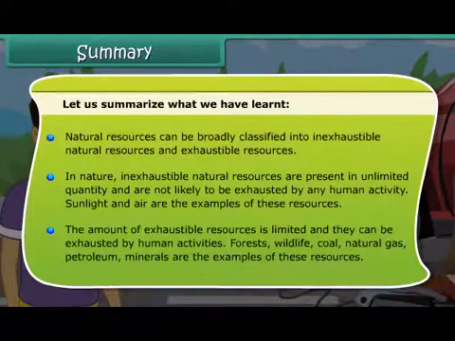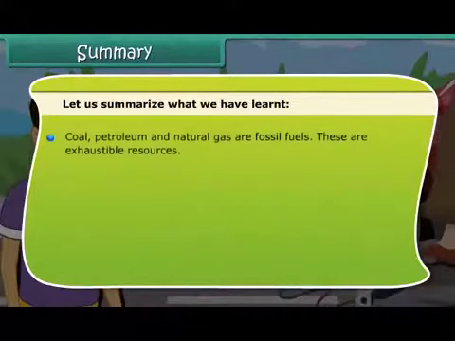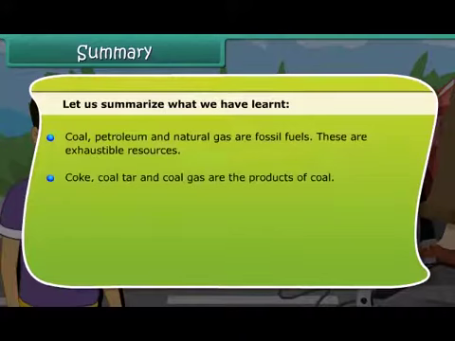The amount of exhaustible resources is limited and they can be exhausted by human activities. Forests, wildlife, coal, natural gas, petroleum, minerals are some of the examples of these resources. Coal, petroleum, and natural gas are known as fossil fuels. These are exhaustible resources. Coke, coal tar, and coal gas are all products of coal.